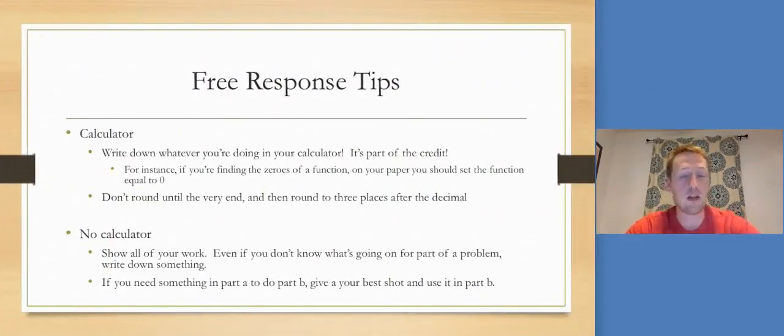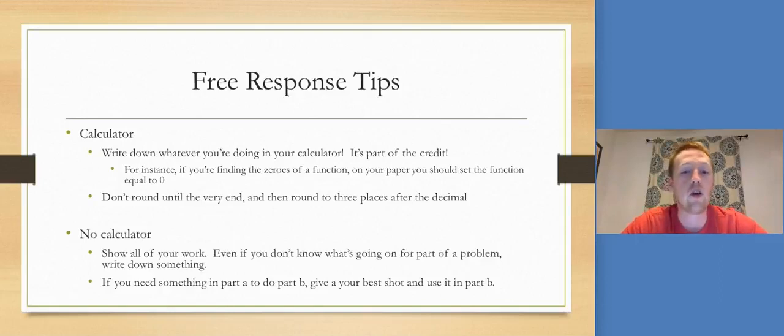Then we got some free response tips. Once you're on the calculator section, write down everything you do in the calculator. Don't just do the calculator thing, because writing down what you're doing actually gets you some of the credit. For example, if you are looking to find the zeros of a velocity function for some reason, make sure you write down v of t equals 0 on your paper, because that's showing the grader that you know that velocity needs to be equal to 0 for your question.